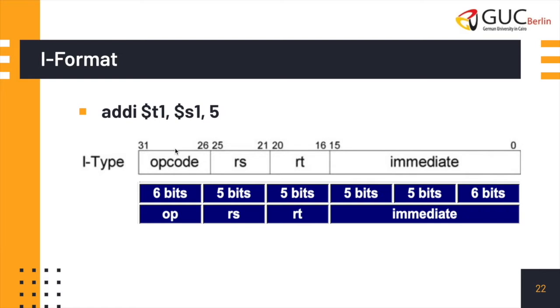As you can remember, the opcode uniquely identifies an instruction, and every instruction in our instruction set architecture has a unique opcode, except the R format instructions. They all share the same opcode, which is 0, and using the function field we can differentiate between the various R-type instructions. Since it's an I format, not an R format, each I instruction will definitely have a unique opcode. And then the RS will be S1, the RT will be T1, and 5 will be the value of the immediate.